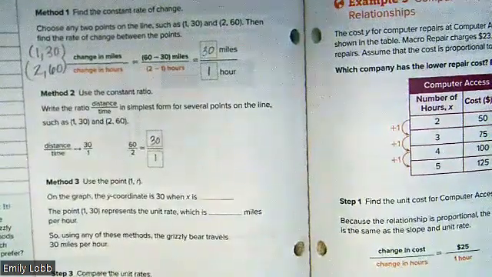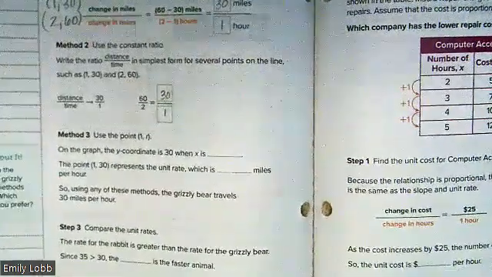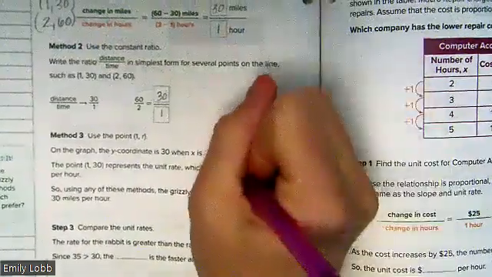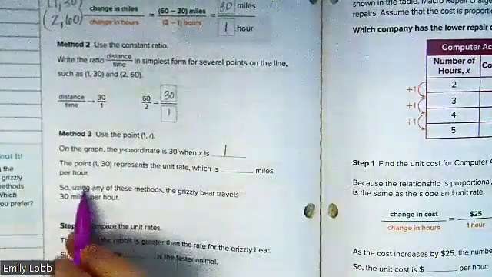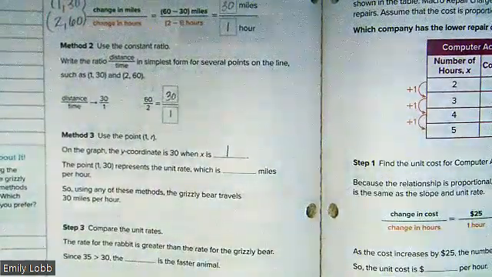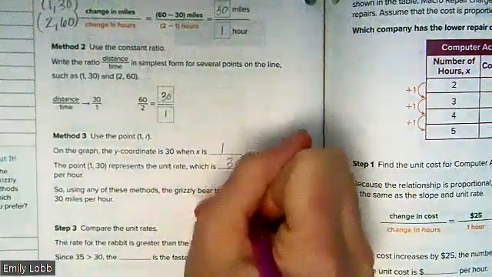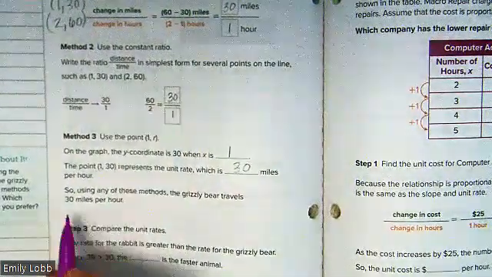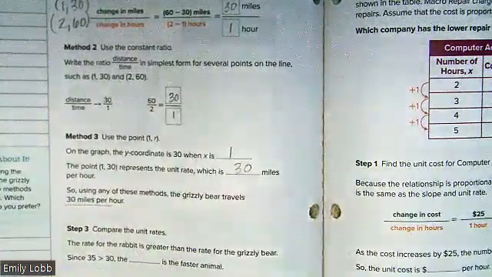Or using the point (1, r), in this case, what we are talking about on the graph, the y coordinate is 30 when x is 1. So the point (1, 30) represents the unit rate, which is 30 miles per hour. So using any of these methods, the grizzly bear travels 30 miles per hour.